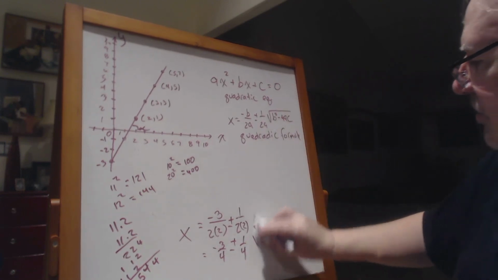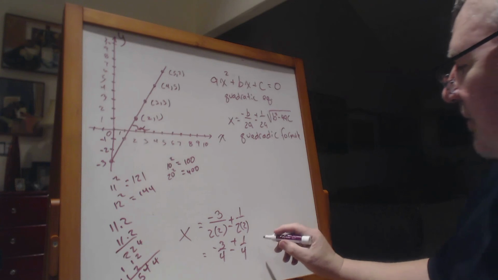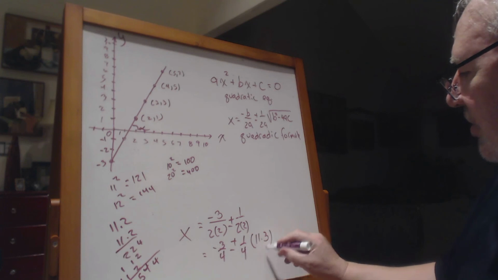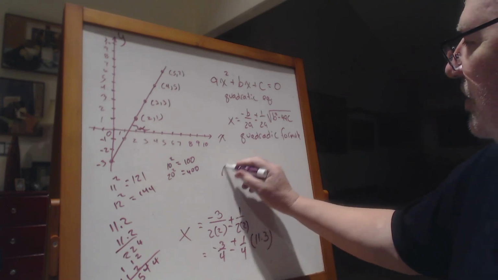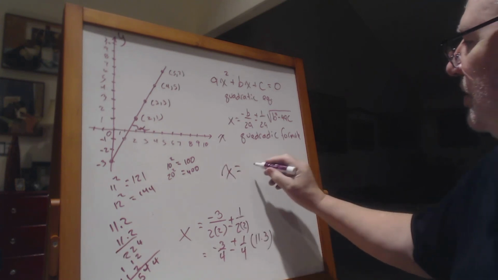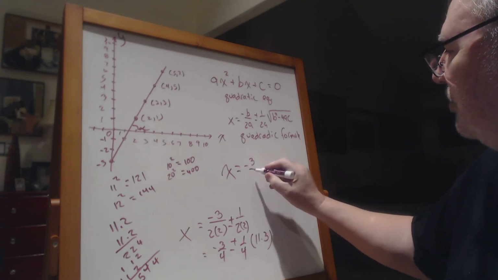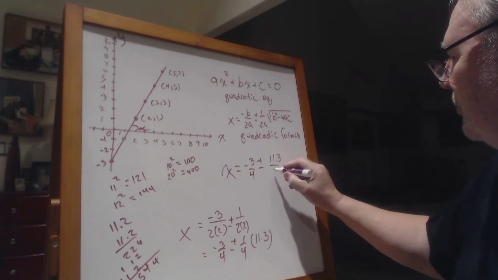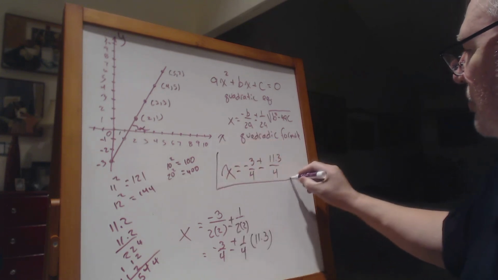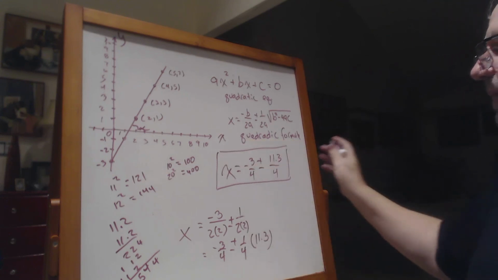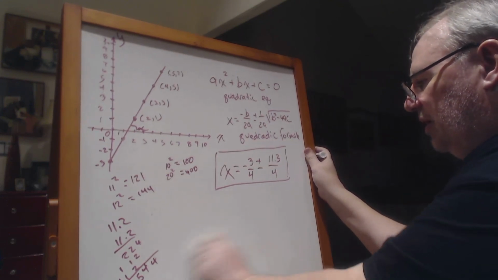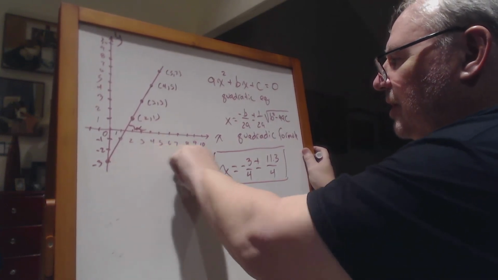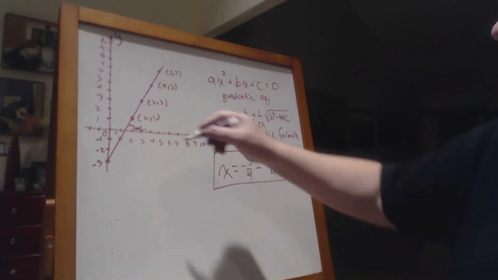So that is approximately 11.3. So x is equal to minus 3/4 plus or minus 11.3 over 4. And we have our two answers. And that's where the equation crosses the x-axis.